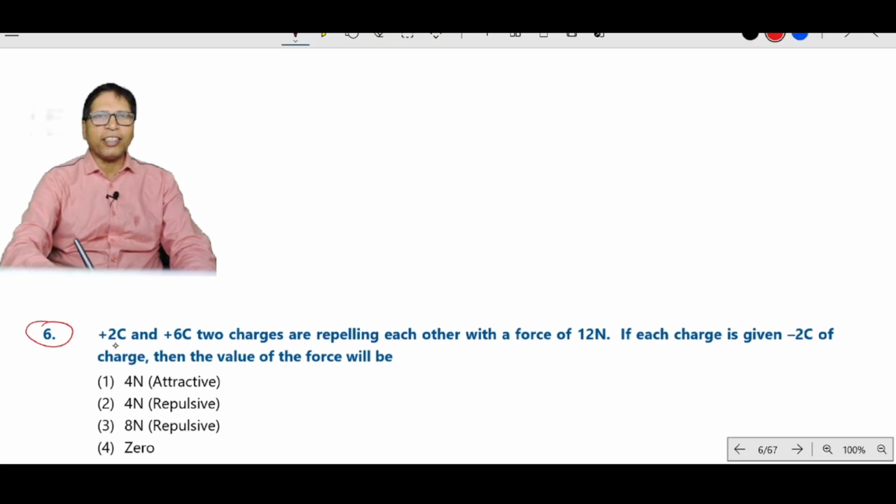Now question number 6. 2 coulomb and 6 coulomb, two charges, are repelling each other with a force of 12 Newton. Each charge is given a minus 2 coulomb charge. When minus 2 coulomb charge is given to 2 coulomb, the net charge on it becomes 0, and the other charge becomes 4 coulomb. So the net force becomes 0 because the first charge becomes 0.